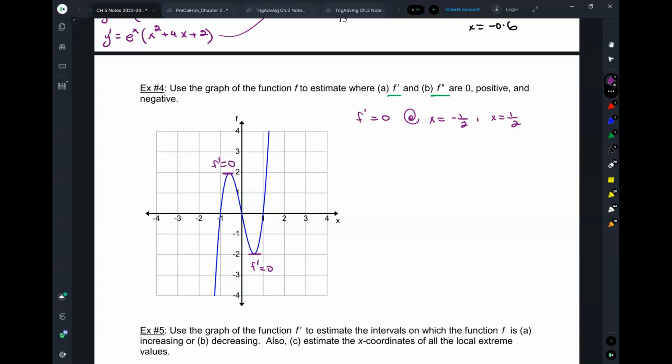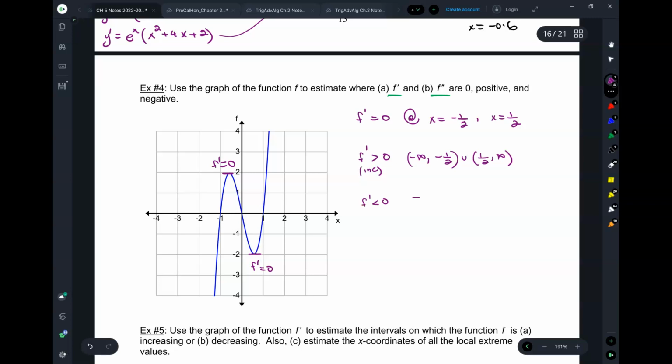Okay, so now, where is f prime positive? F prime is the slope. Where is the slope positive? This means where it's doing what? Increasing. So that's from -∞ to -1/2, and 1/2 to infinity. And then where is f prime negative? Decreasing. -1/2 to 1/2.